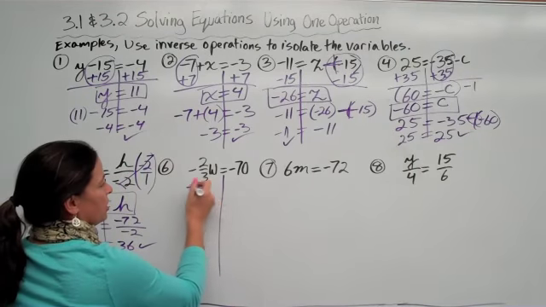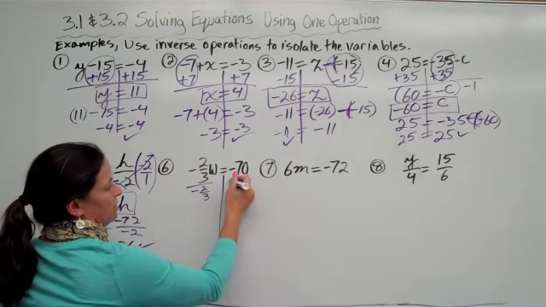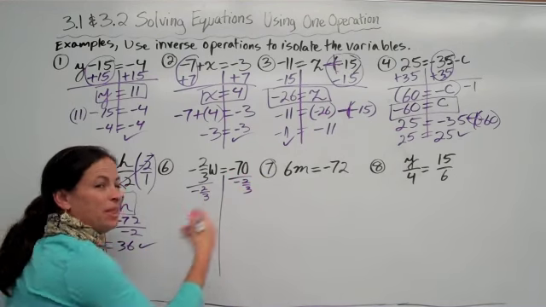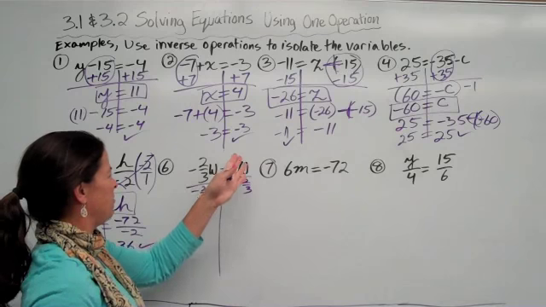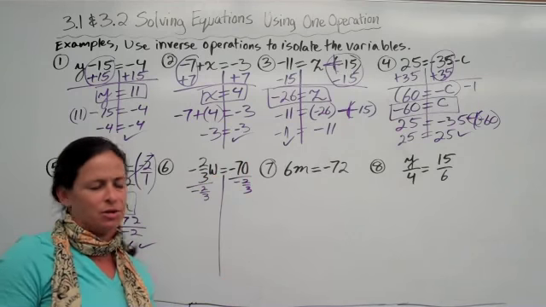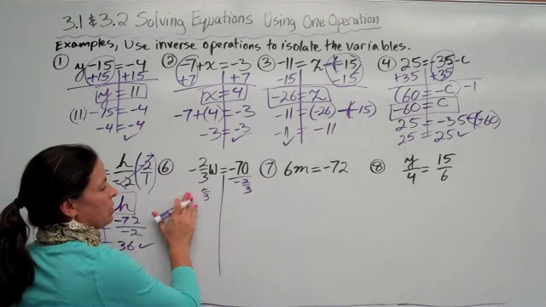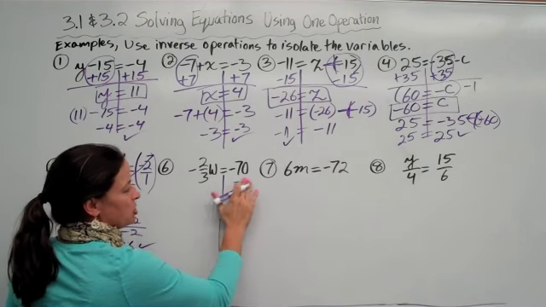A negative times a negative is a positive. 35 times 3, how I like to do it is 30 times 3 is 90, and 5 times 3 is 15. So 90 and 15 is 105. And we already said positive. Great. Plug it in to see if it's true.